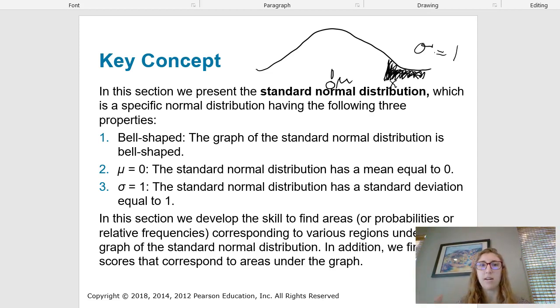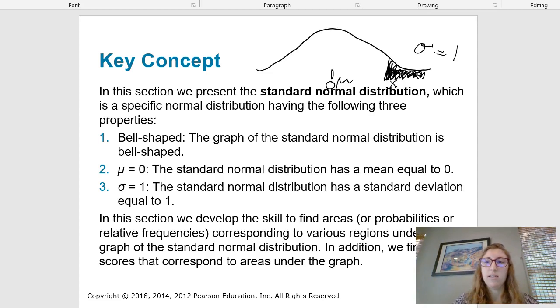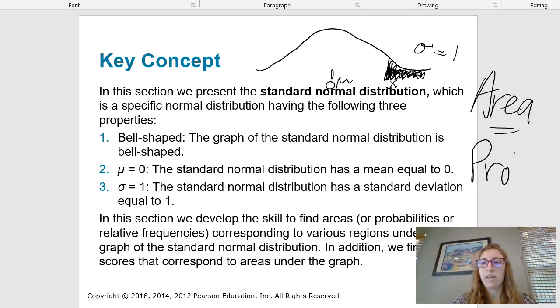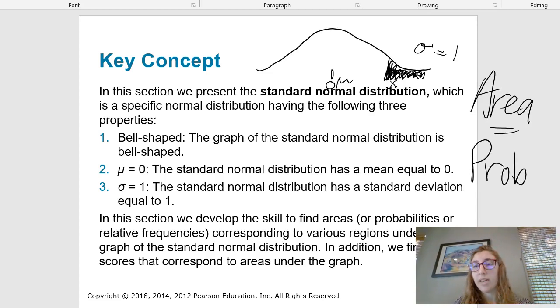So that is our main thing that we're going to be talking about in this section. That area is equal to probability. So when we're finding area underneath our curves here, which typically we're going to be using a normal distribution or a standard normal distribution, when we find the area, it's going to find us the probability. Okay, so main idea there.